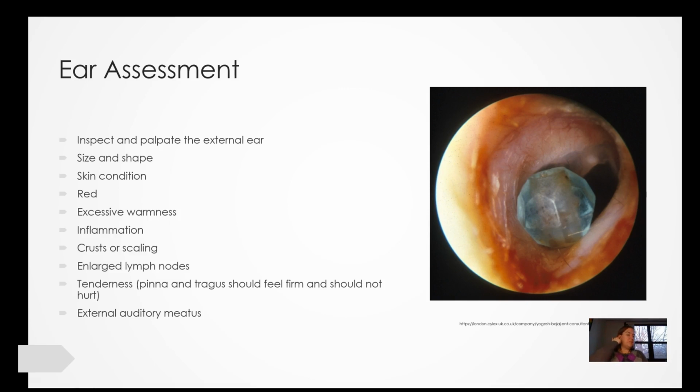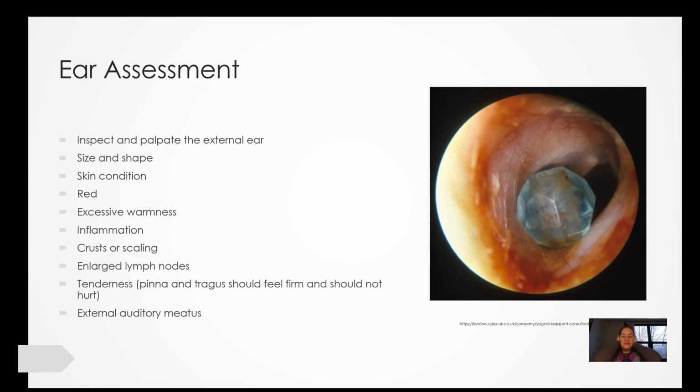Okay, we're looking at the shape. We can feel it if we think that there's something abnormal. Most of the time it should not cause pain to palpation. Okay. We want to look at the size and the shape. Is it appropriate for their head size? Where does it sit? Do they have low-lying ears, okay, or high ears that are higher up on their head? We want to look for any skin conditions like flaking or redness or anything that might be occurring on the outside ear. Excessive warmness.